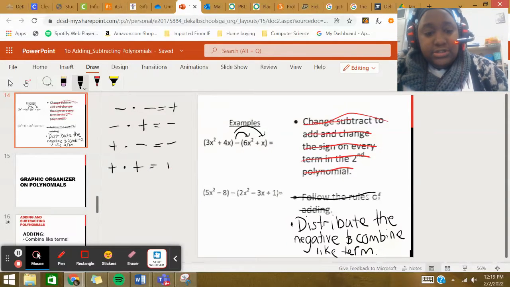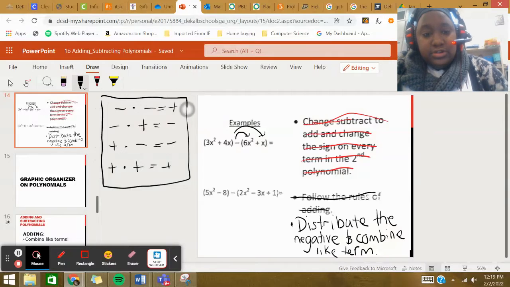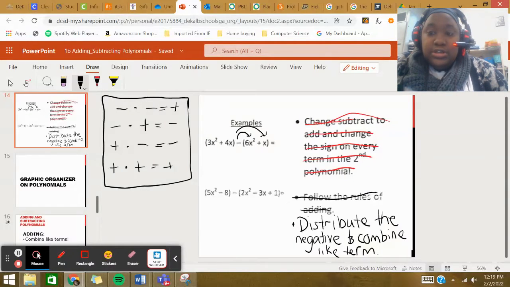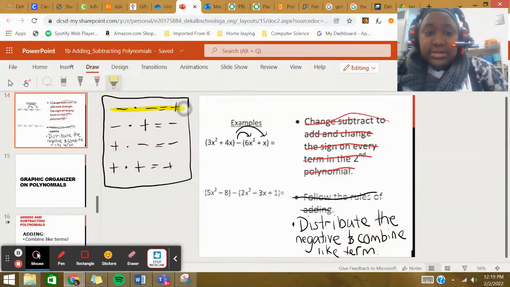And if you don't know these rules, I advise that you write this down on your graphic organizer on your foldable. You can put it at the bottom of your foldable where it says operations with polynomials, and you can just draw this little box. But again, remember the biggest thing is that two negatives multiplied together is going to give you a positive. Okay. Anytime you multiply a negative and a positive, or positive and negative will be negative. All right, so let's go back to solving this problem.